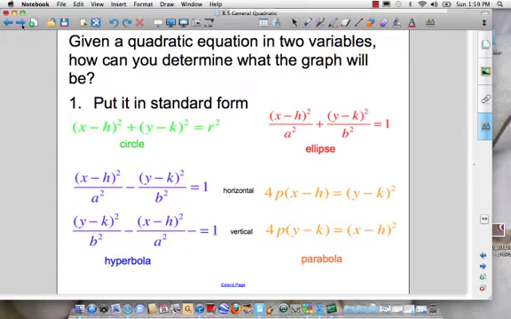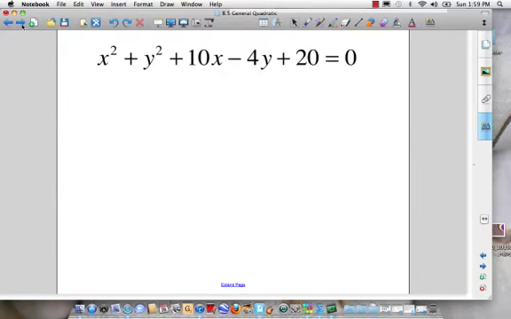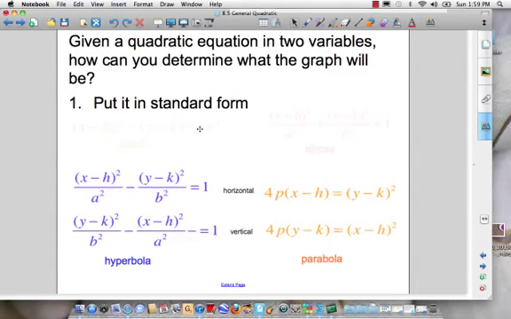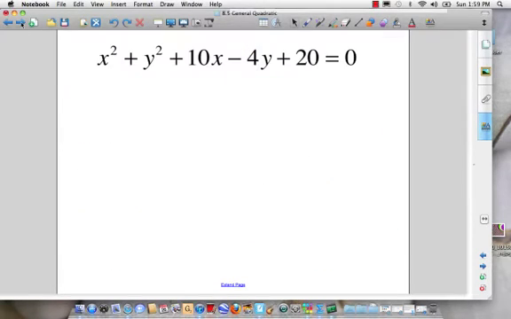So here's an example of a general quadratic, and I'm going to put it in standard form. Well, standard form, let me just go back. In every single example of standard form, the variable is in a quantity that is squared, which means we're going to have to use completing the square to do this. So here we go.